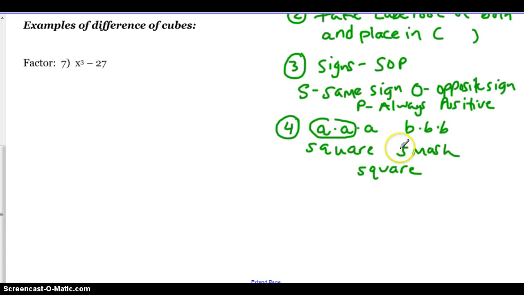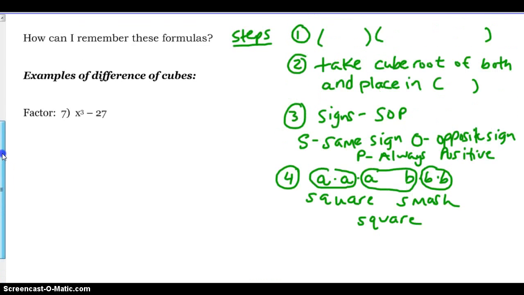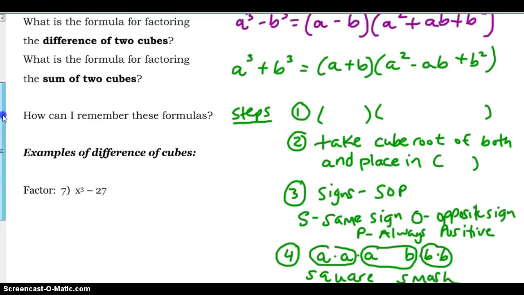Then we're going to smash, so the 2 in the middle, a times b, and then square the last two. So what's left is our b times our b, and that will get listed in our parentheses. And that's why the signs have to be written down first. So if we look at this first step here, where we take the cube root of both items, so the cube root of a cubed, remember, would be a. The cube root of b cubed would be b.